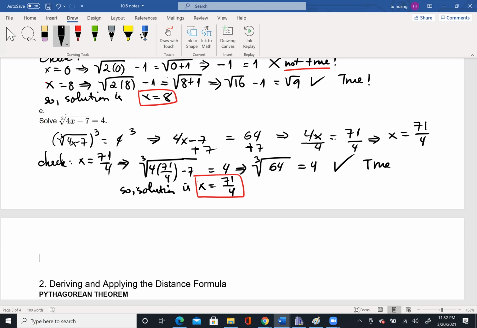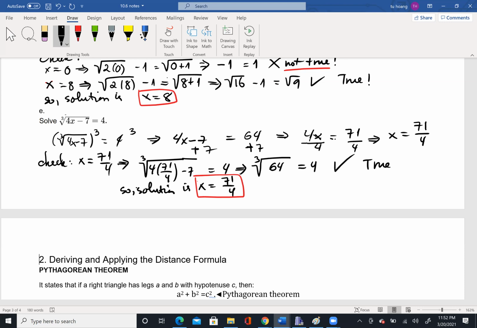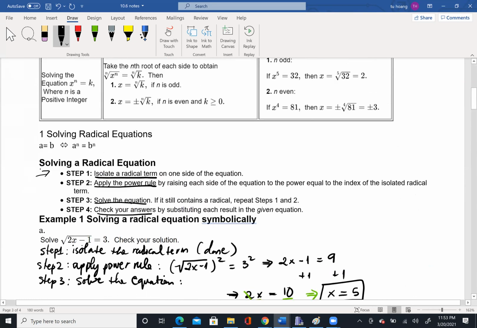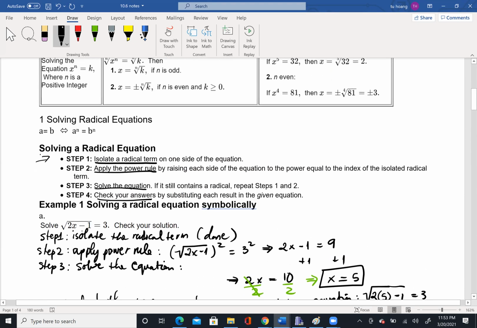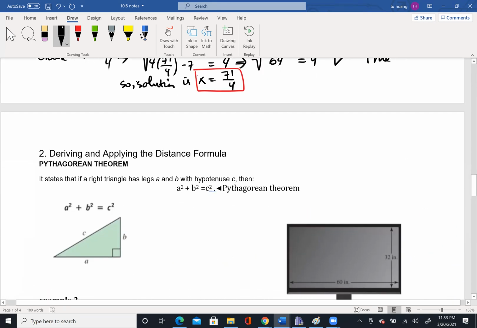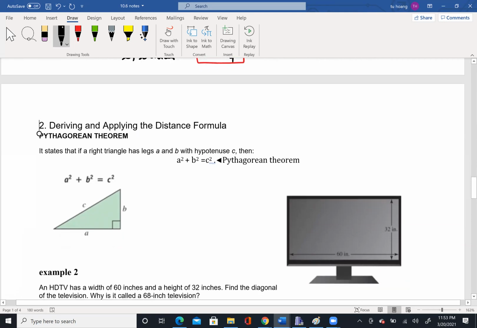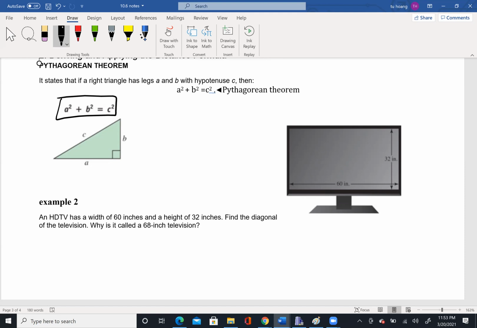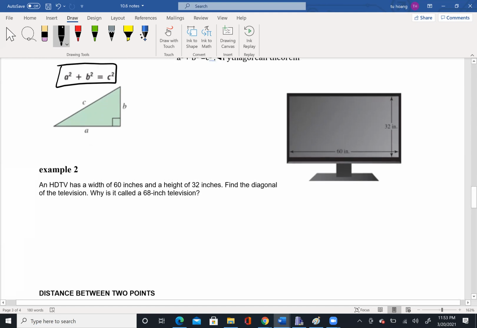Okay, so we have a lot of examples about solving a radical equation. So let's move to the Pythagorean theorem. As I stated above, we will follow the formula a squared plus b squared equal to c squared. Remember that here c is the hypotenuse and a and b are legs. So let's do an example.